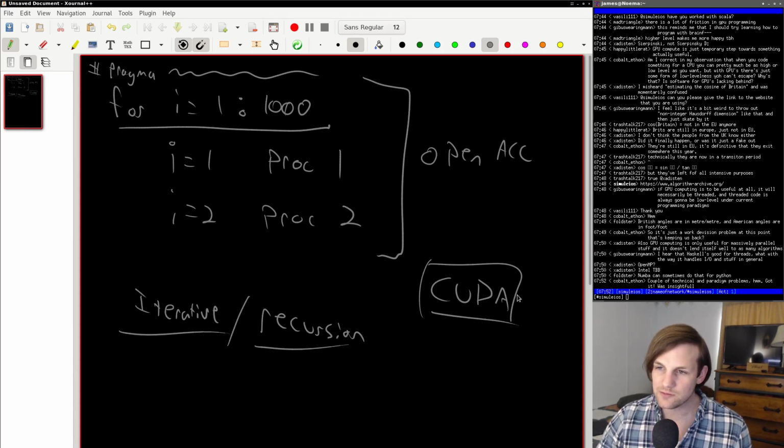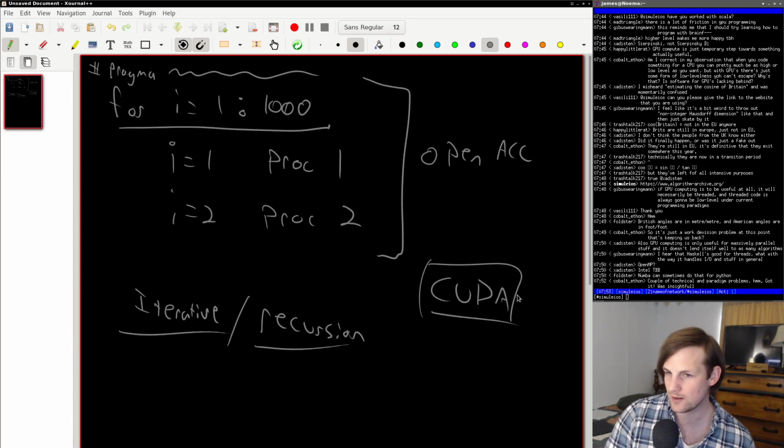GPU computing is to be useful. It will be necessary. British angles are meter, and American angles are foot. So it's just a work division problem at this point that's keeping us back? In a way, you could say that.